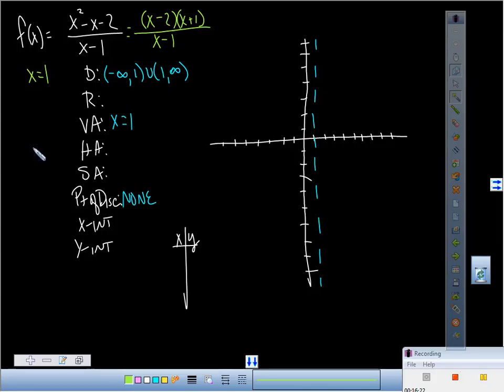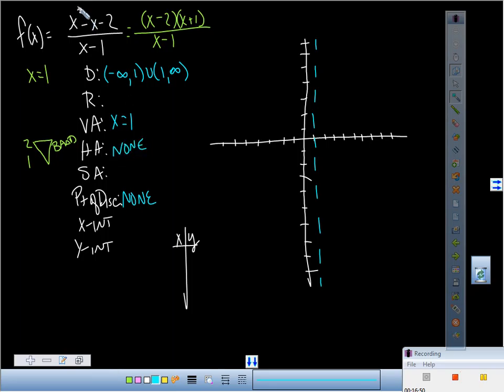Horizontal asymptote. Degrees, degrees, degrees. That's what you're supposed to think. What's the degree of the top? 2. What's the degree of the bottom? 1. Oh, it's a bad, bad boy. He is top heavy. Bigger on the top than he is on the bottom. So what does that mean? None.